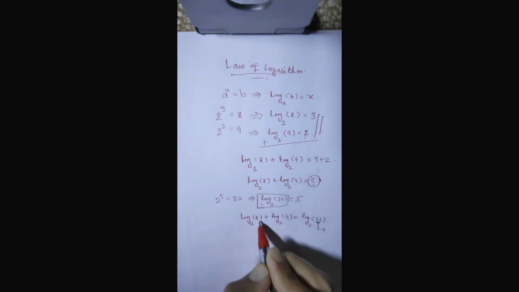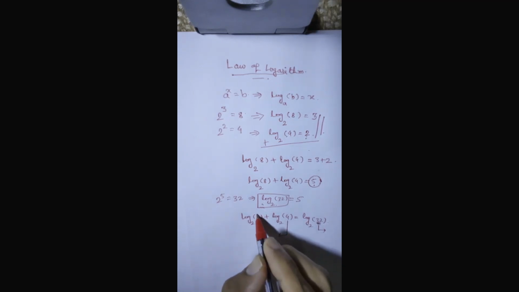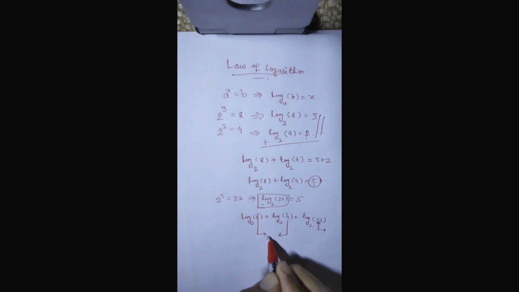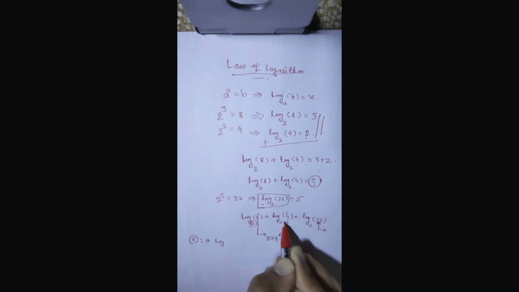Okay, correct. Now can you tell me how we can get this 32 from this 8 and 4? Can you guess it? Exactly, we can multiply. So 8 into 4 is equal to 32. So from this, one law is drawn, this is the first law. Remember that the bases are the same. So here you can write this as log to the base 2 of 8 multiplied by 4.